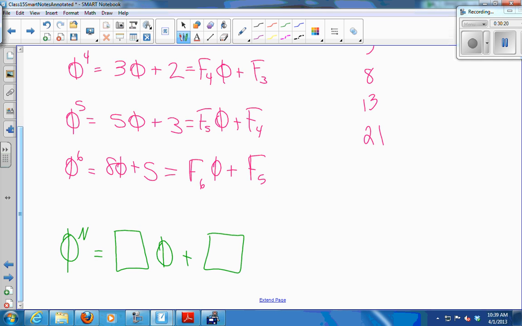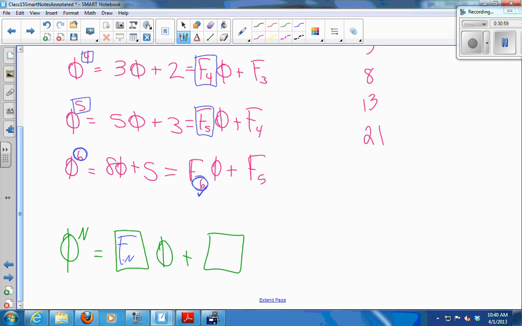So when I did phi to the 6th, when n was 6, the Fibonacci number times phi was F6, right? And when I raised phi to the 5th, the Fibonacci number in front of phi was F5. And when I raised phi to the 4th, the first Fibonacci number in my equation was F4. So if I'm going to do phi to the n, what Fibonacci number goes in front of phi? The nth. F sub n.